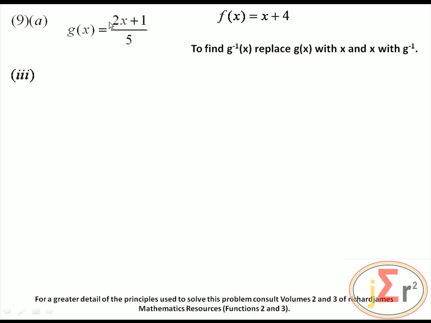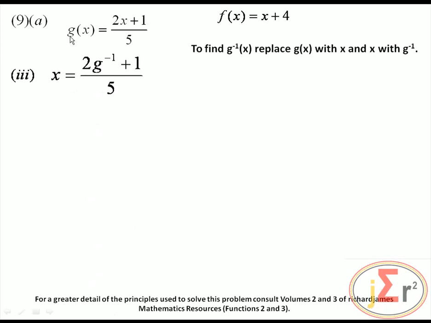Whereas we said 2x plus 1 divided by 5, we will say multiply by 5. So we'll have 5x, then we subtract 1, and then we divide by 2. So g inverse of x will be 5x minus 1 all over 2. But we may use transposition of formula to arrive at our answer.